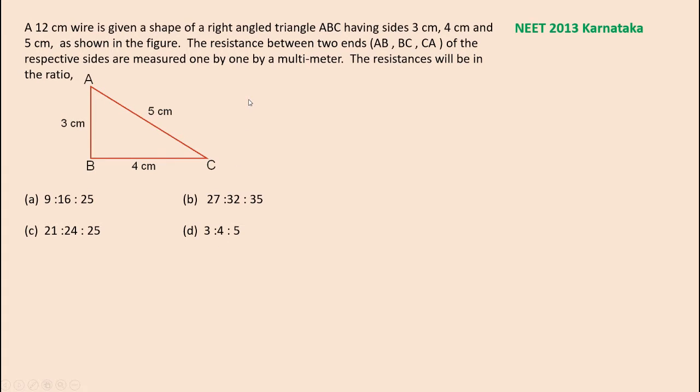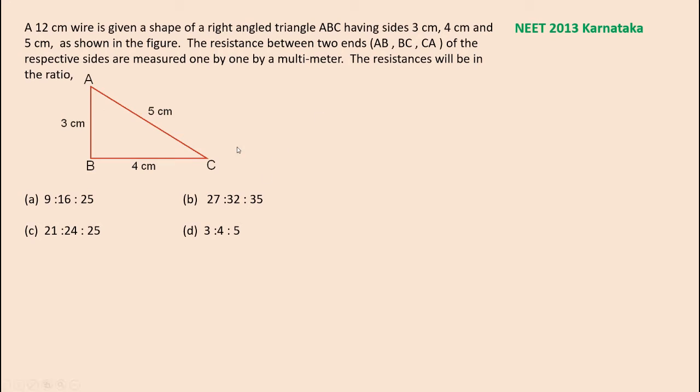So there is a wire of 12 centimeter length which is folded here in the form of a right triangle. It has to be a right triangle because the sides are 3 centimeter, 4 centimeter and 5 centimeter. First, the resistance between the ends A and B, let us say RAB, is measured with the help of a multimeter, and then the resistance between B and C, then the resistance between C and A. Then the measured resistances will be in what ratio out of the 4 choices given?